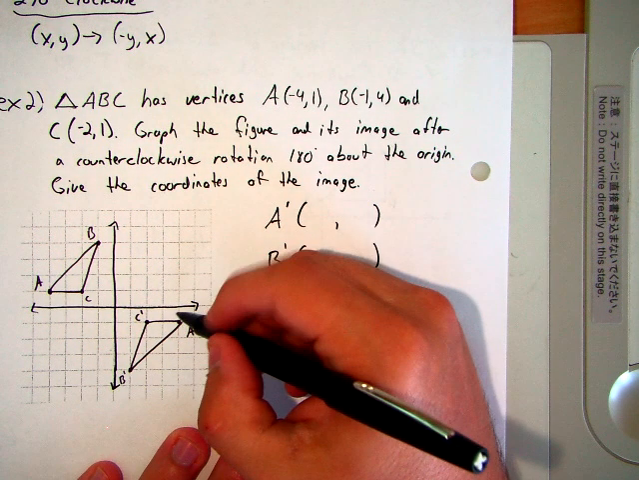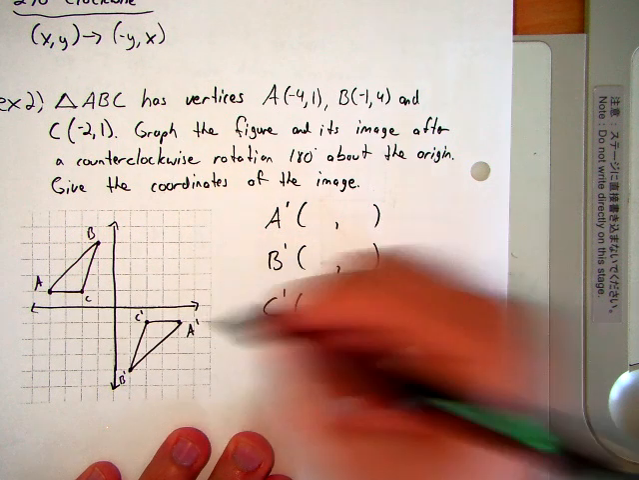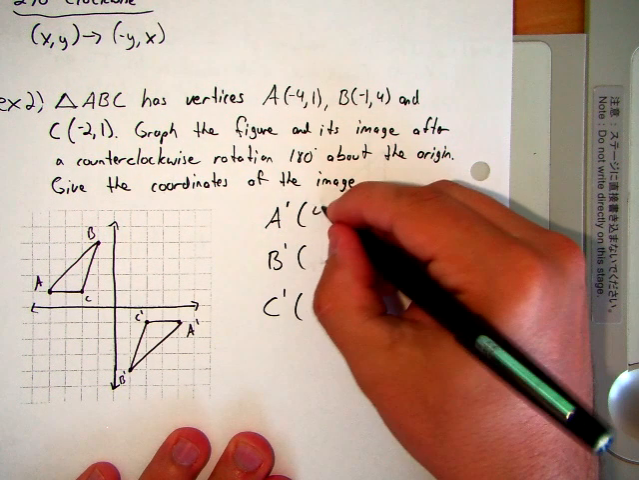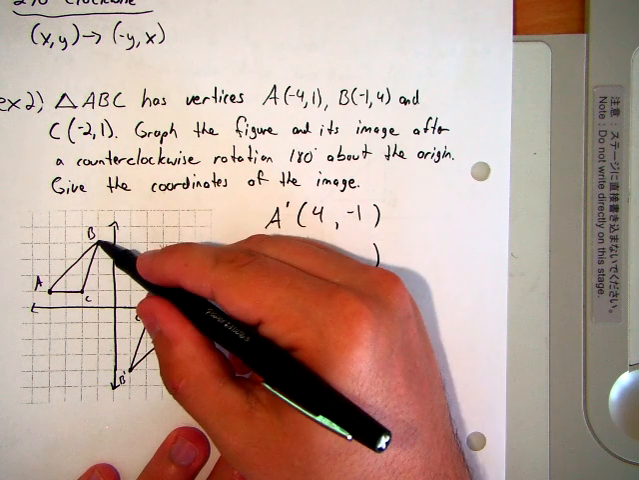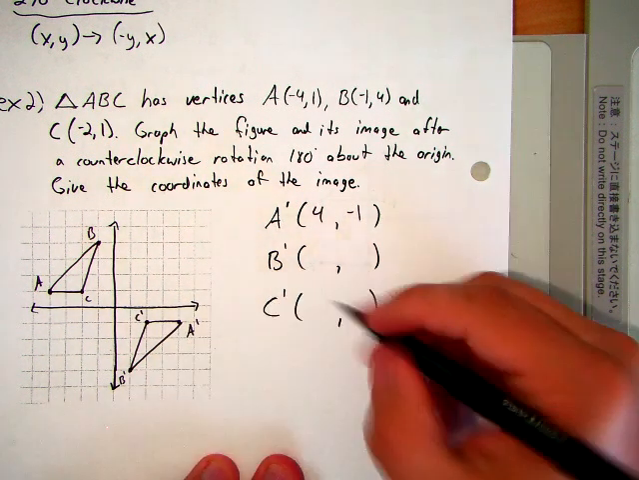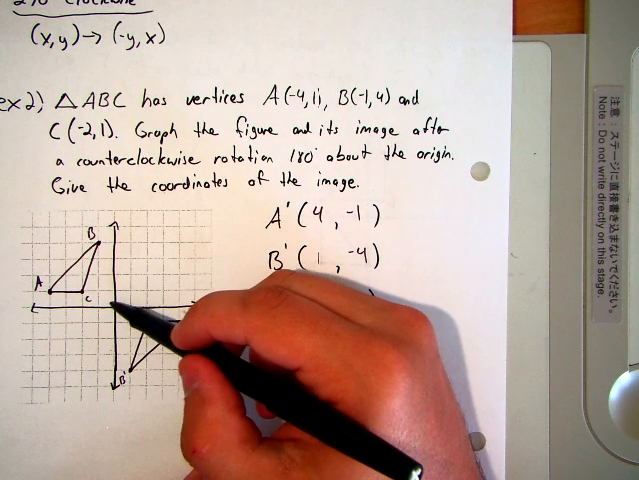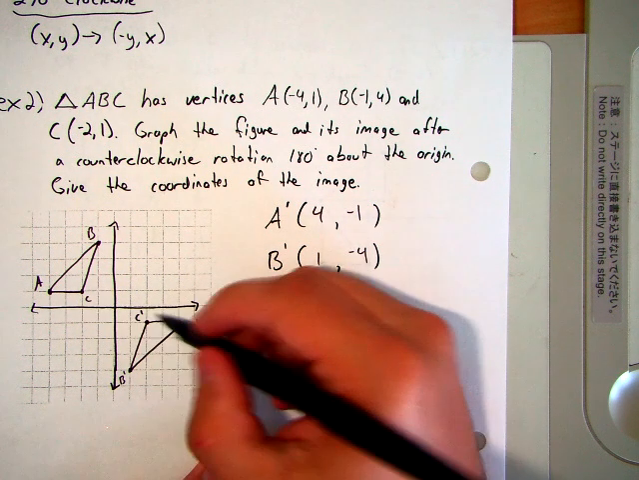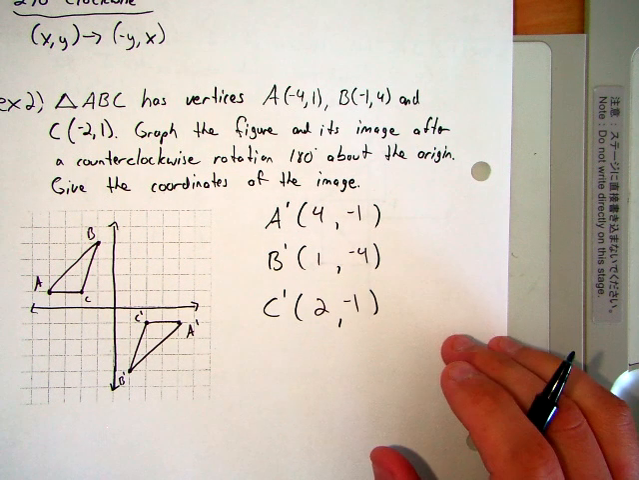So if we were to go through and do this, A was negative 4, 1. A prime now is 4, negative 1. B was negative 1, 4. B prime is now 1, negative 4. And C was negative 2, 1, and now it's 2, negative 1. And that's something to keep in mind.